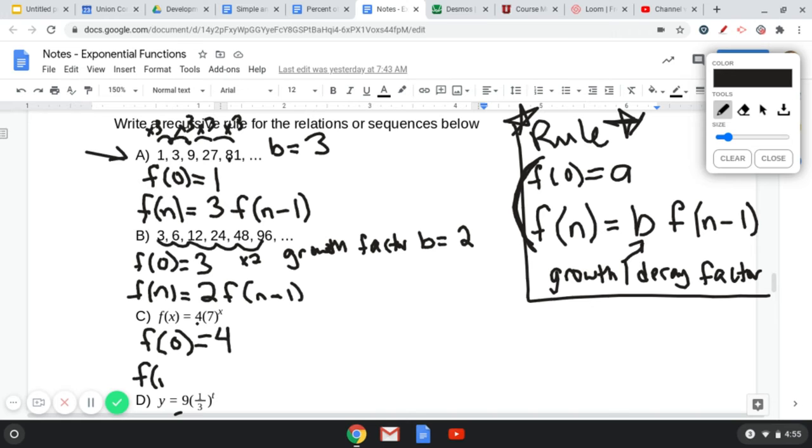And now, for any term in the sequence, I'll use f of x since our function was written as f of x. We can write f of x equals our growth factor, which will be 7, times the previous term. So 7 times f of x minus 1. That's how we would find the next term in this exponential growth sequence, by taking 7 times the previous term, because each term will grow by a factor of 7. That's the definition of exponential growth.